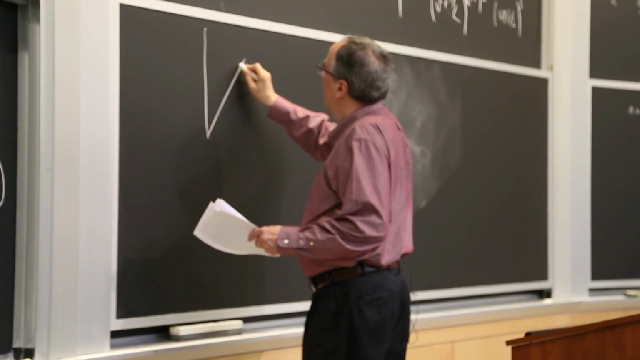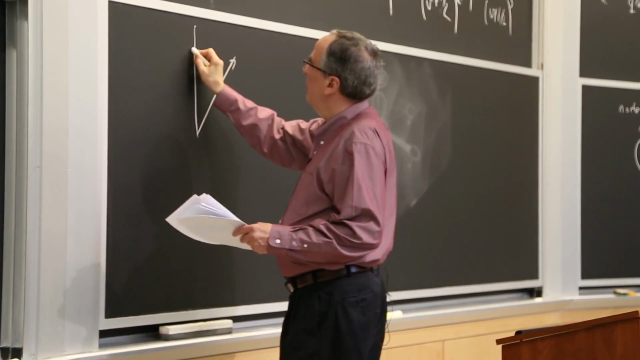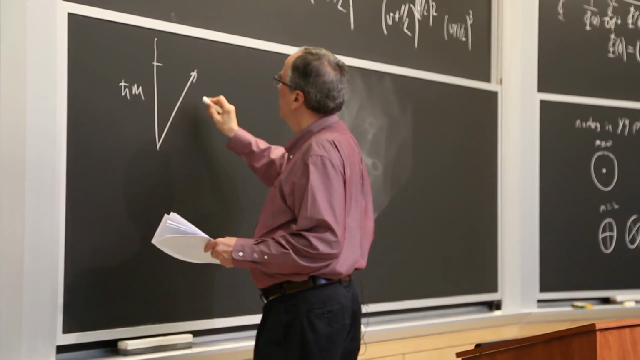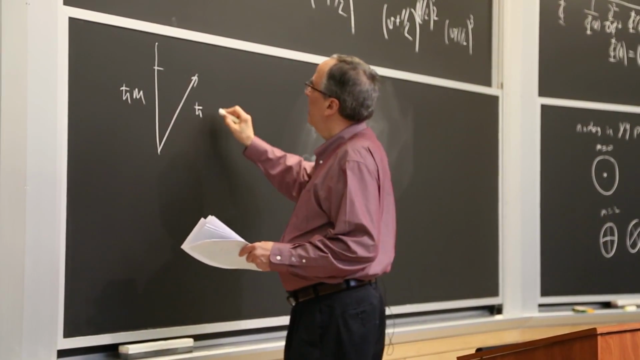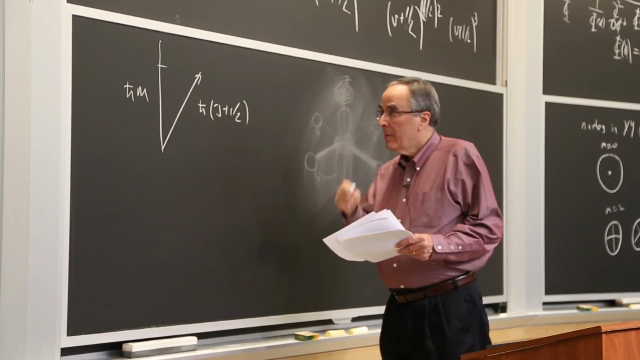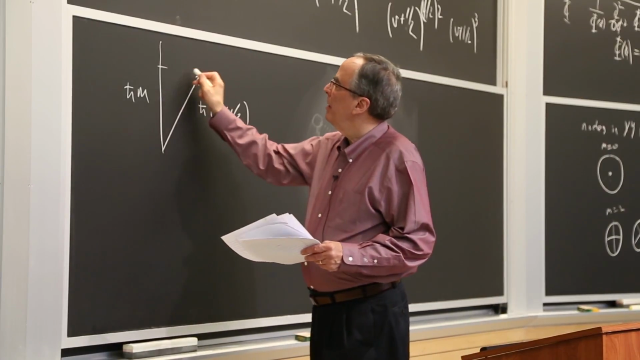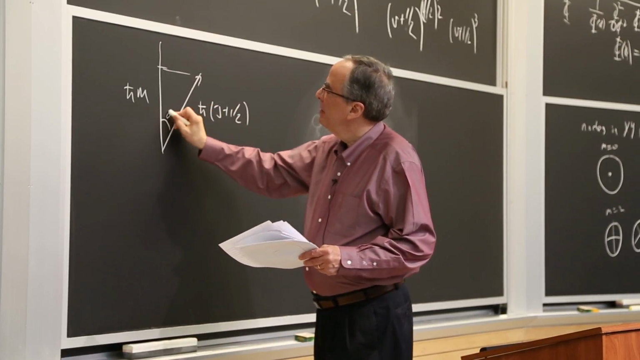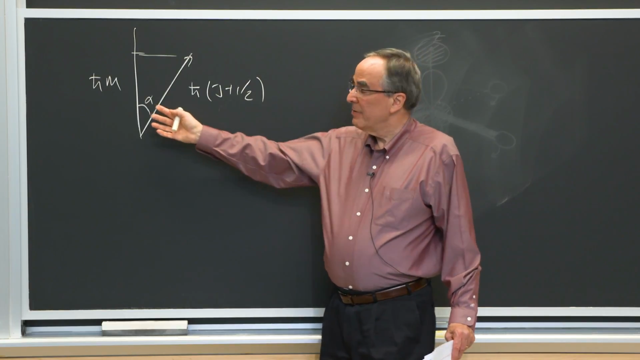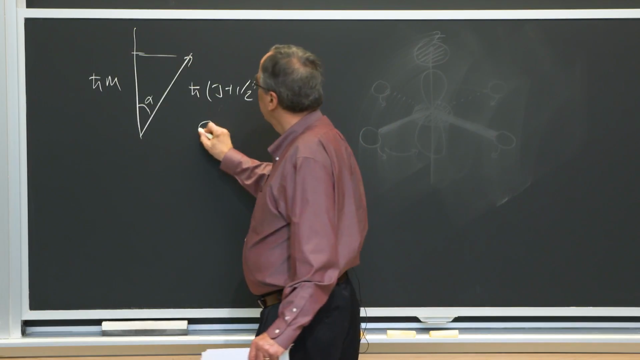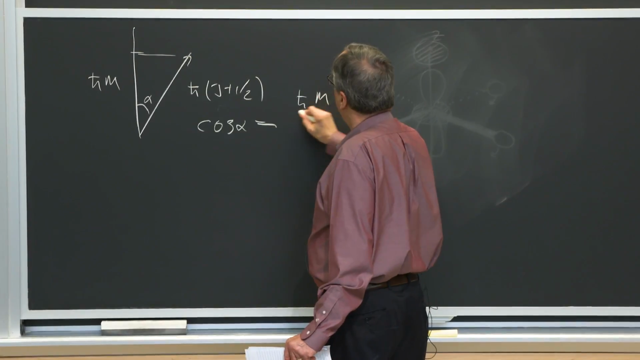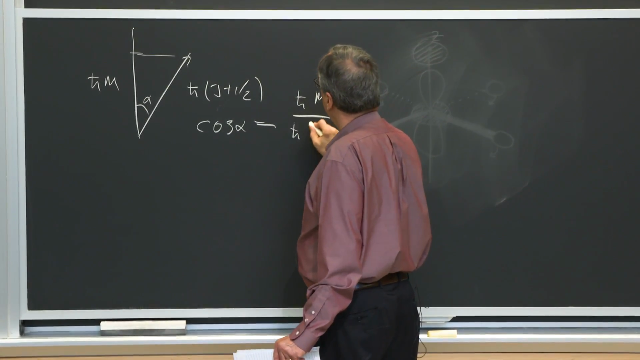So now we know that this is h bar M, and this is h bar times J plus a half. And this is alpha. So we know how to calculate the cosine of alpha. So the cosine of alpha is equal to h bar M over h bar times J plus a half.